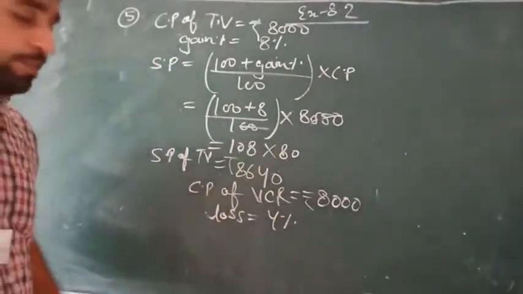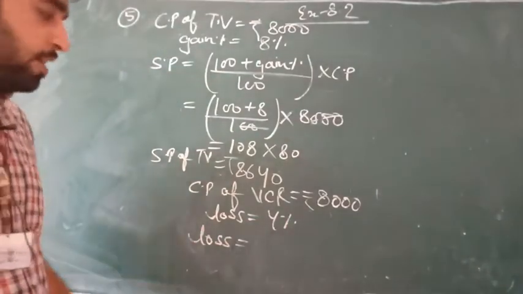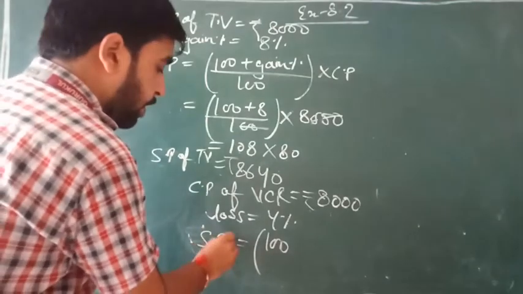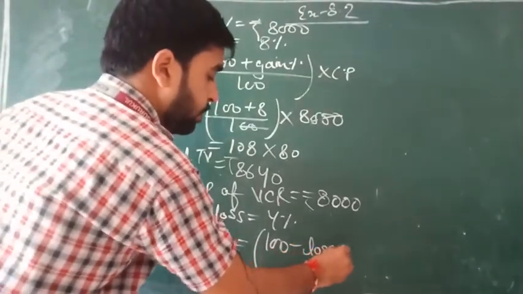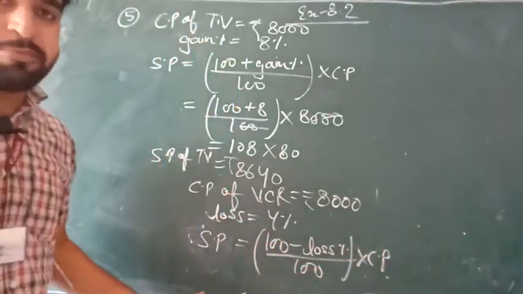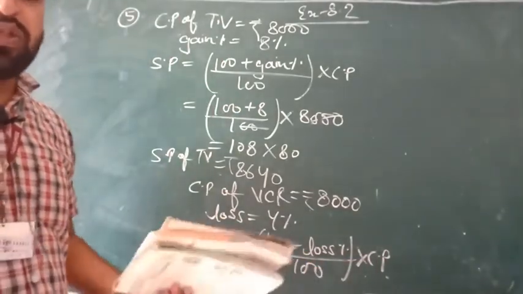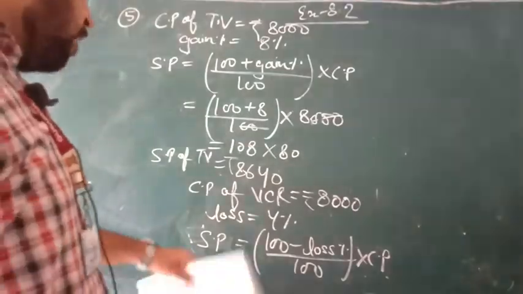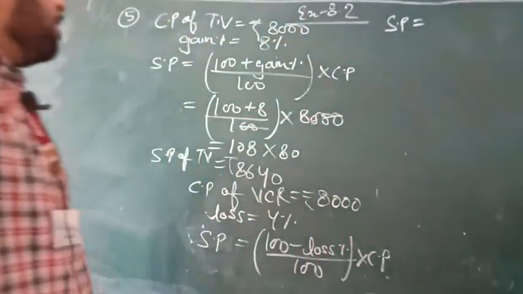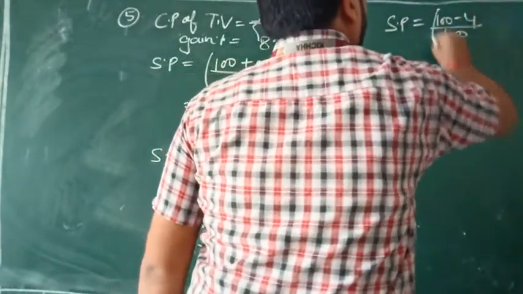How to calculate the loss? What should be the formula? SP will be equal to 100 minus loss percent upon 100 into CP. So this is the formula for SP, selling price, when CP and loss percent are given to us. So students, remember this formula. Now apply this formula. So SP is equal to 100 minus loss percent, so 100 minus 4 upon 100 into CP.